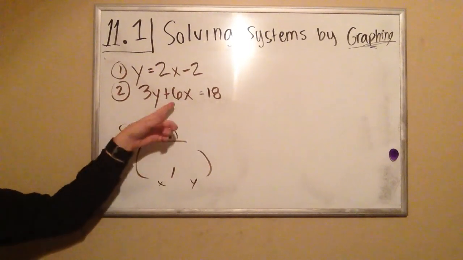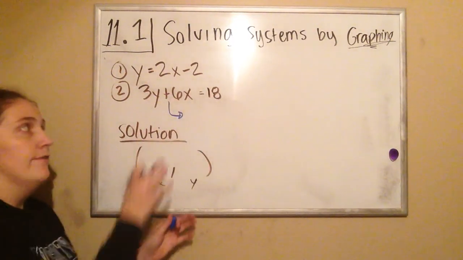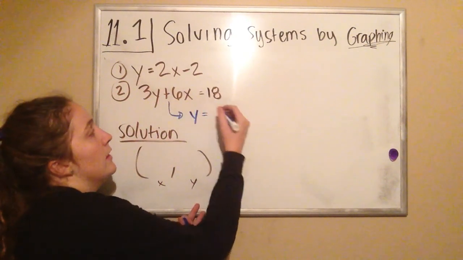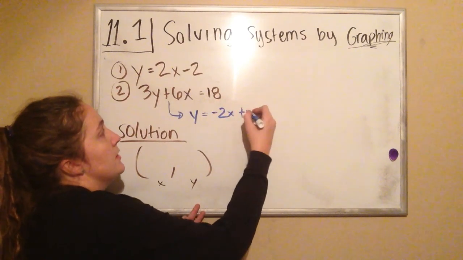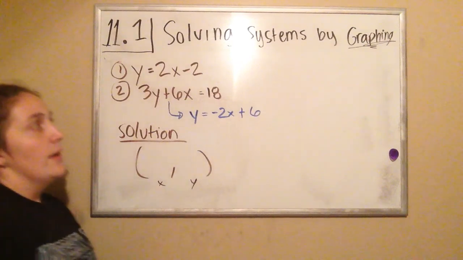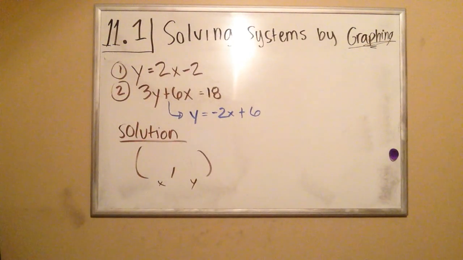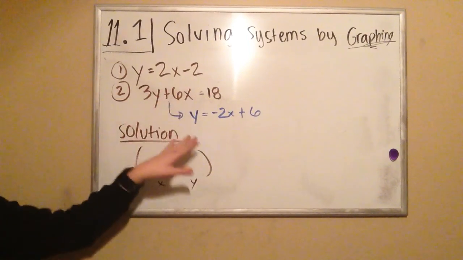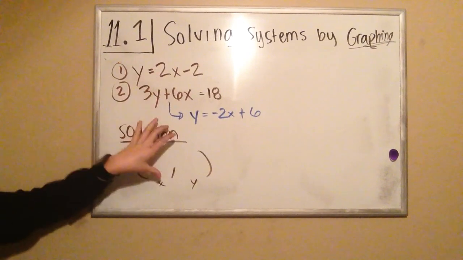I will say, though, that I do not want this to mess you up because this is a previous skill that you should already have. So when you get the y by itself here, this is what it should look like. Negative 2x plus 6. If you don't get that, this is the equation you need to use. You should be able to do that, but if not, go ahead and just jump to this equation. All right, pause the video now, graph these, and give me a solution.